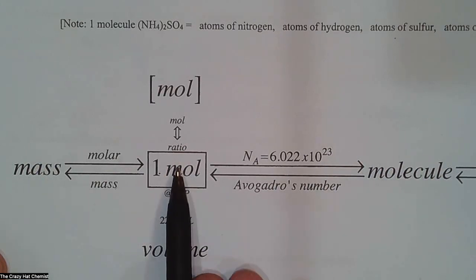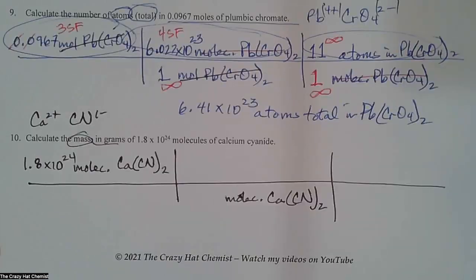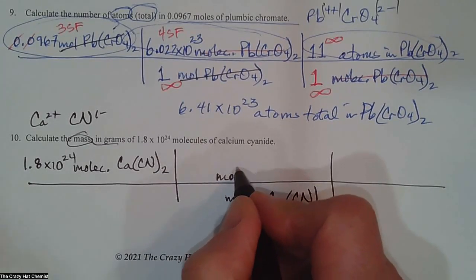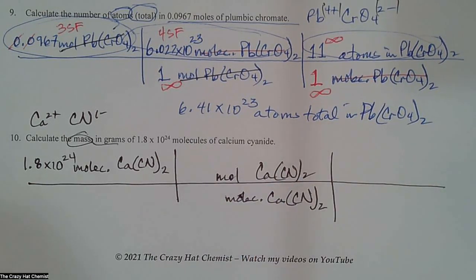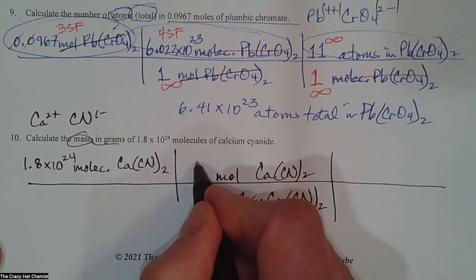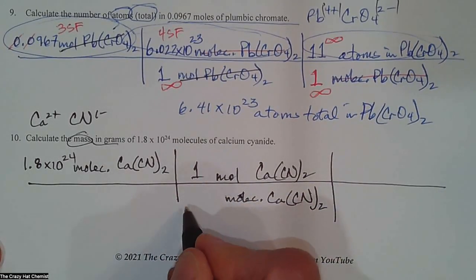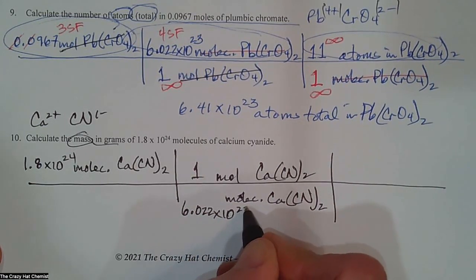So molecules to moles, this tells me my units in my numerator, which is moles. So this will be mole, and that's Ca(CN)2. Now I'm going to figure out what the numeric values are for these. So the number in front of the mole is a 1. The number in front of molecules is Avogadro's number, 6.022 times 10 to the 23rd.